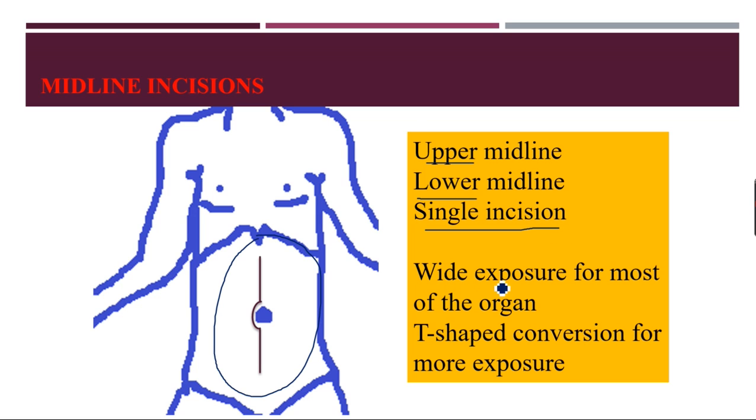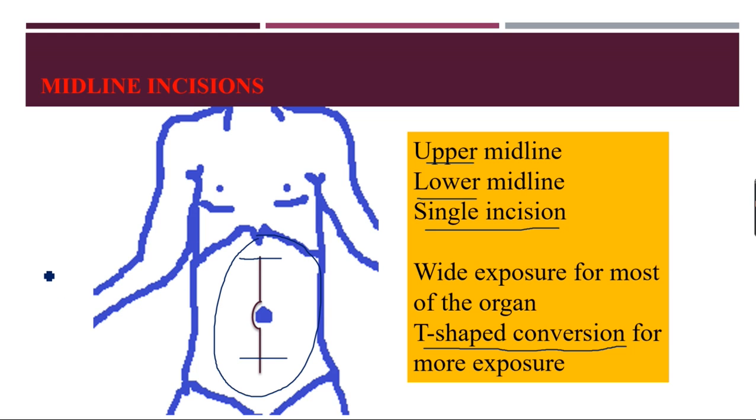So how is it important? It gives us a wide exposure for most of the organs present inside the abdomen. And another very important advantage of this midline incision is that whenever required, we can convert it into a T shape in order to get more exposure, like this or like this, whenever required. Right? So these are the basic important points of the midline incision.